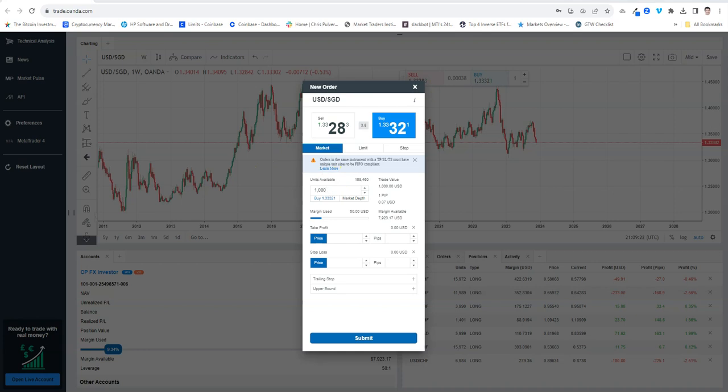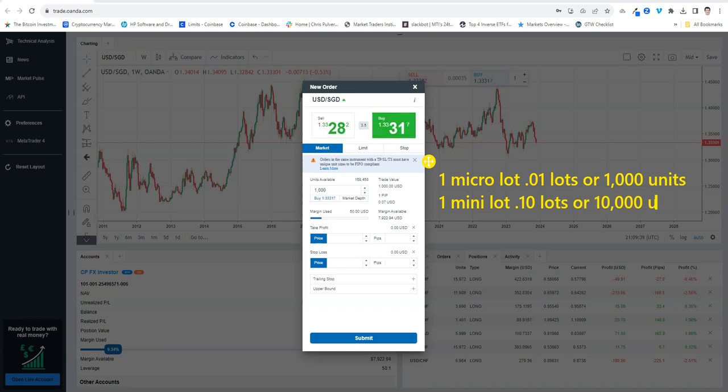So let me go ahead and take some notes here. I'll put this a little bit bigger. So one micro lot is 0.01 lots or 1,000 units. Okay. One mini lot is 0.10 lots or 10,000 units. And one standard lot is 1.0 lots or 100,000 units. All right, that's really important because I'll show you why.